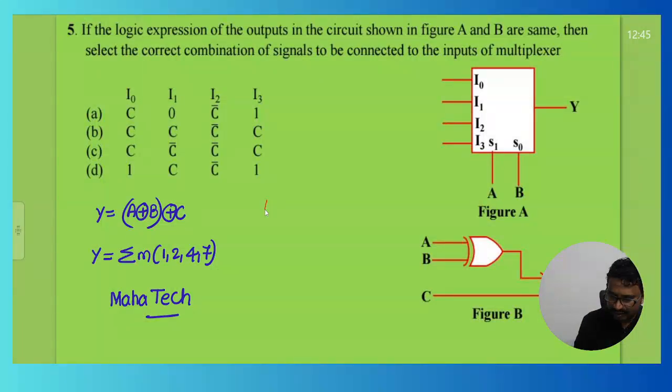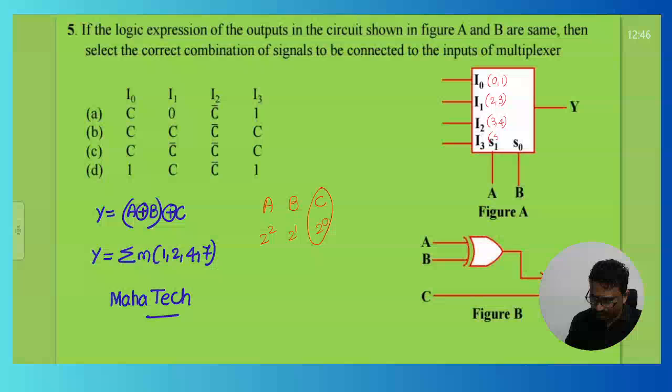What is the weight of C? So we have A, B, C. So C weight is 2 power 0, B weight is 2 power 1, A weight is 2 square. So C weight is how much? 2 power 0 means 1. So this is 0 comma 1. Next here this is 2 comma 3. Next this is 3 comma 4. Why 3 here? 3 already came now. 4 comma 5 here, and this is 6 comma 7.